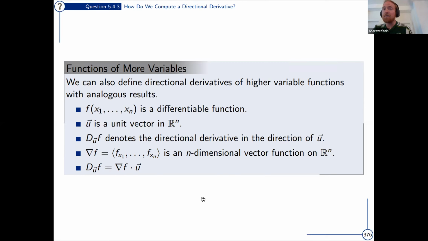We will actually have use of functions f of x, y, and z, and their directional derivatives and gradients by the end of the video. So I just wanted to introduce this now.